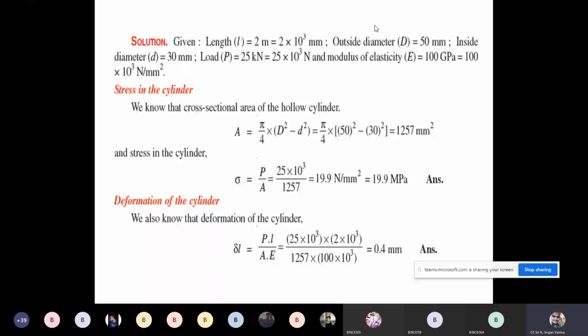Now substituting all the values and calculating, we get delta L, change in length, which is equal to 0.4 millimeter. That means there will be an increase in length, which is equal to 0.4 millimeter.